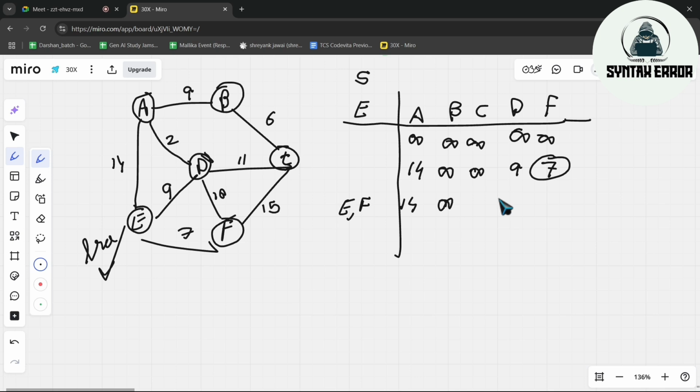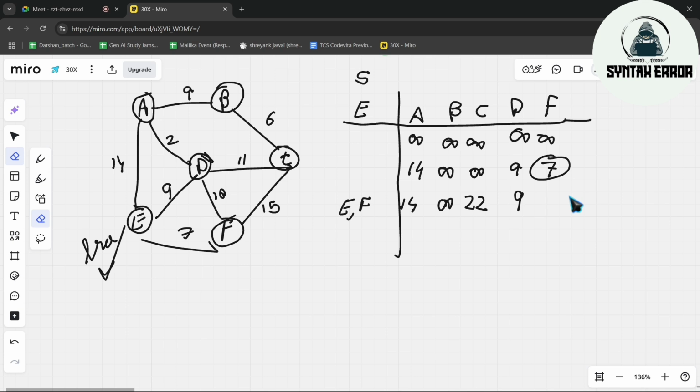22. Let's come to D. Previously we got to D with cost 9. Now via F we can get with cost 17. But which one is smaller? 9 is smaller. That's why we will retain our old answer 9. Next, this answer we already got. We'll get it as it is, or we will just not write it. When we got the answer, we will circle it and not write it again, just to save our time.